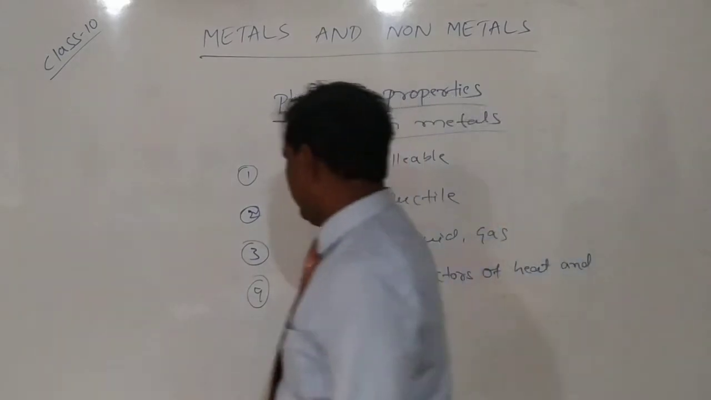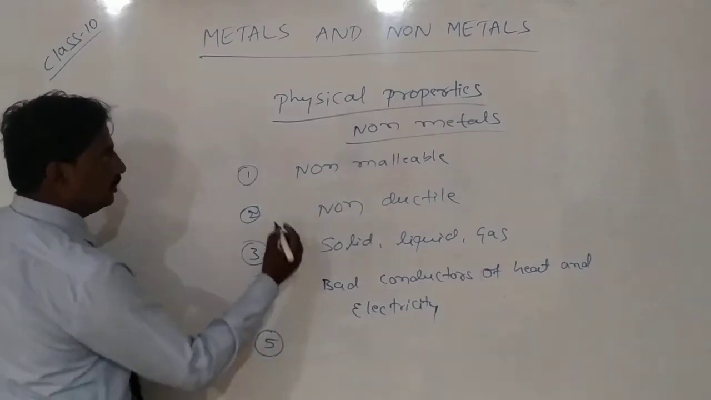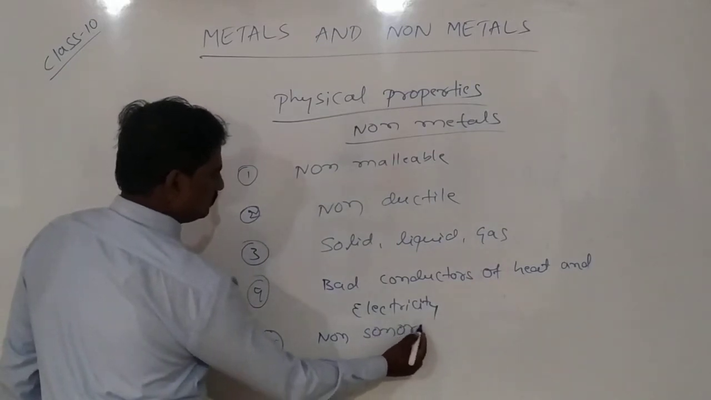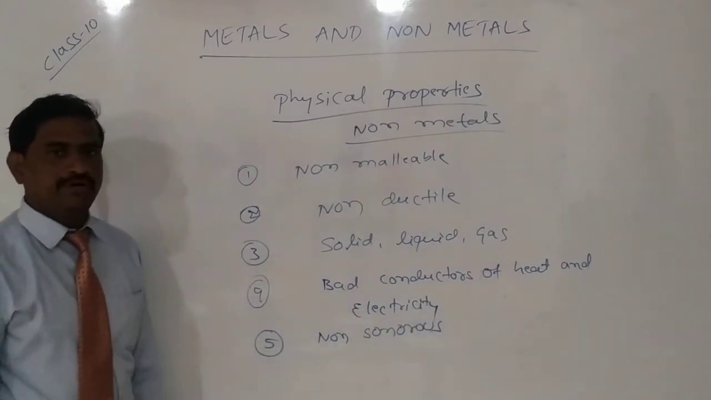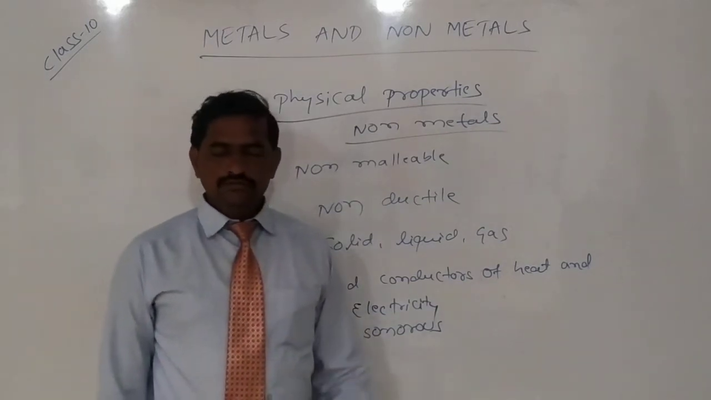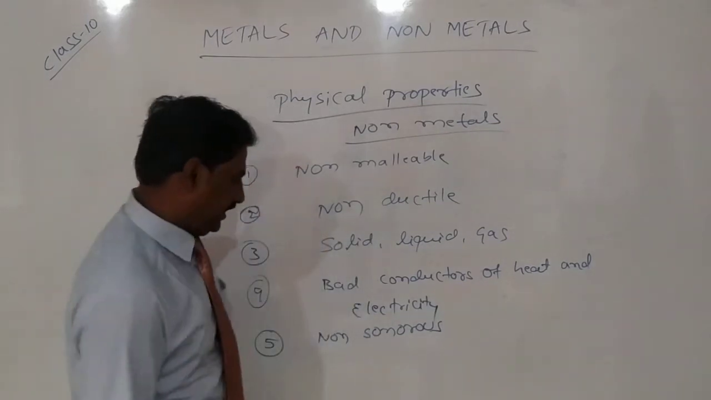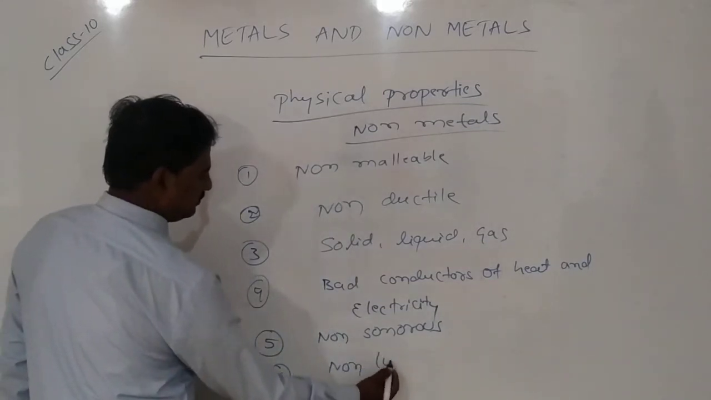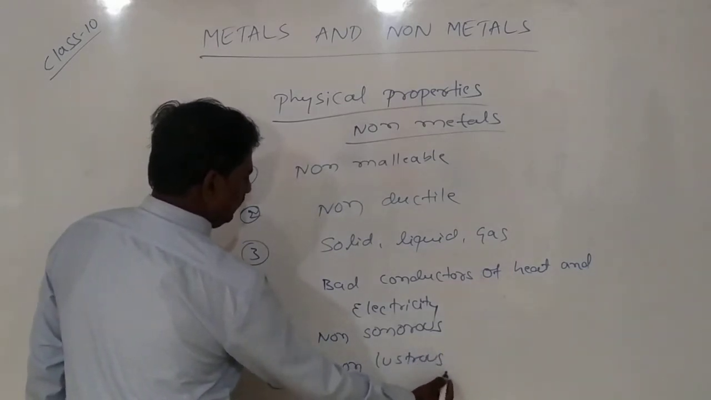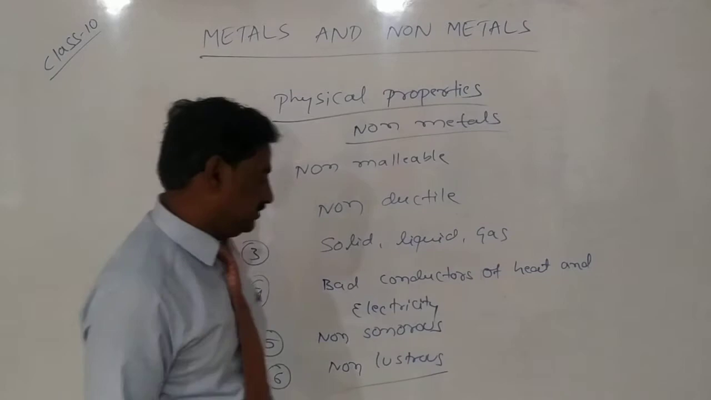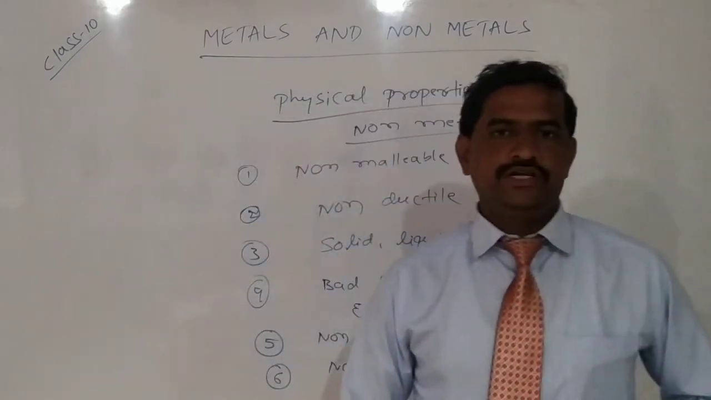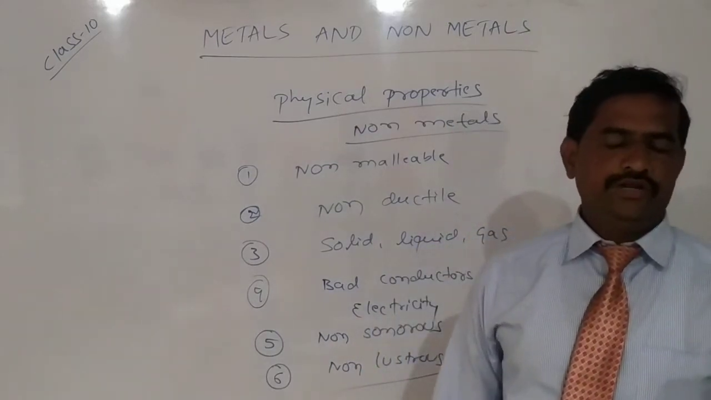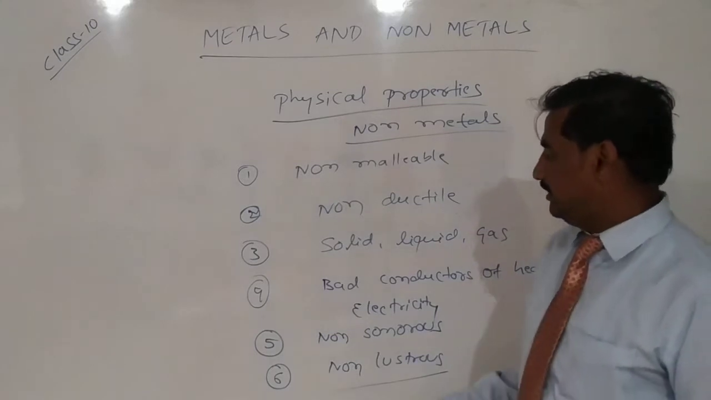Okay, the next, fifth one. Non-metals are non-sonorous. Non-sonorous means they will not produce sound. And non-metals are non-lustrous. They will not shine, except iodine. Iodine is a non-metal that will shine. Only the non-metal iodine will shine. That is an example of a shining non-metal.